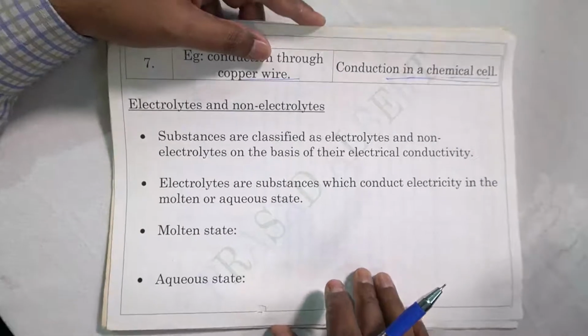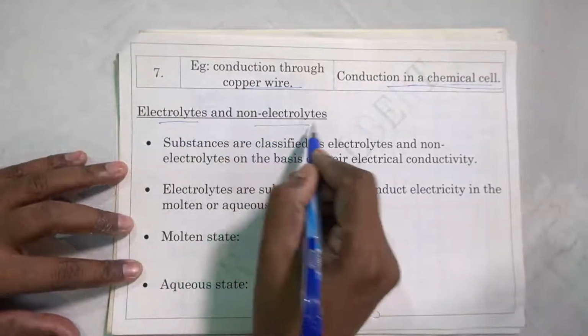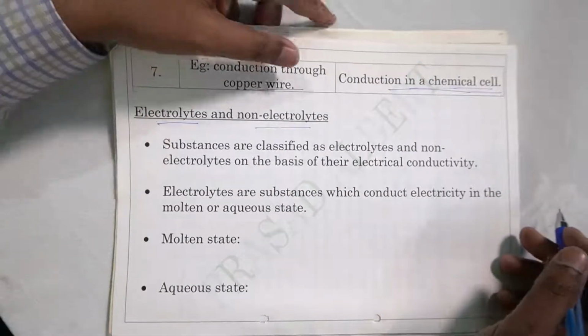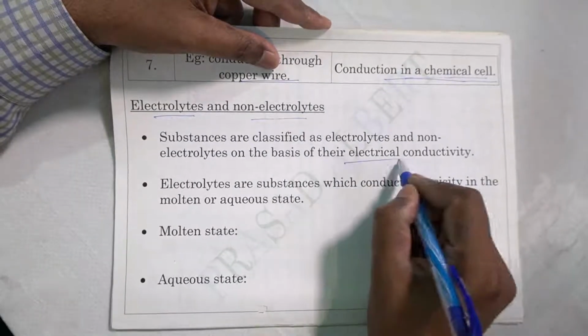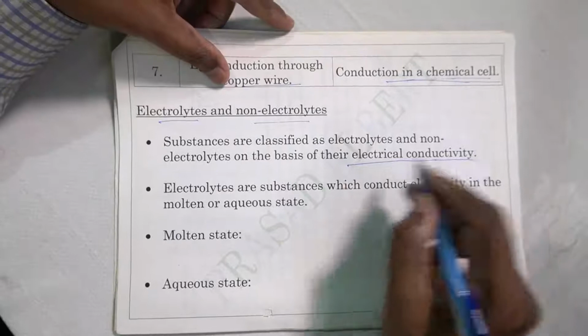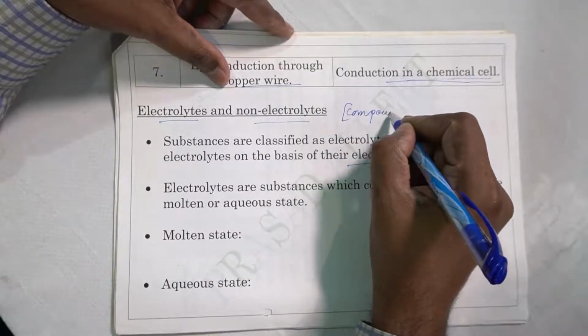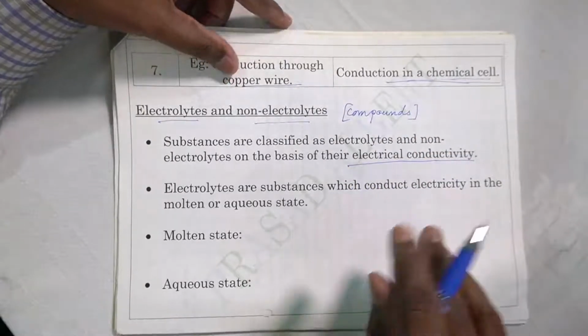Now the next topic: substances are classified as electrolytes and non-electrolytes. What are electrolytes and non-electrolytes? Chemical substances are classified as electrolytes and non-electrolytes on the basis of their electrical conductivity. Now understand, here we are talking about compounds. We are not talking about metals here. Under electrolytes and non-electrolytes, we are talking about chemical compounds.